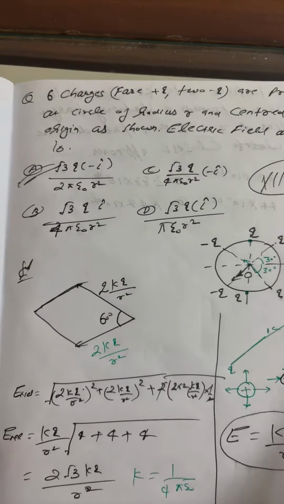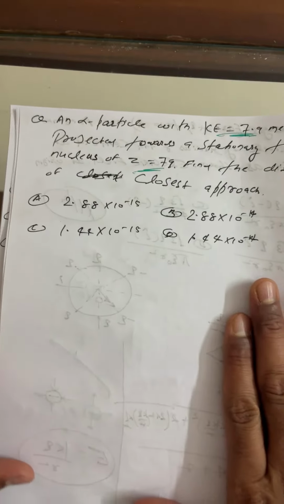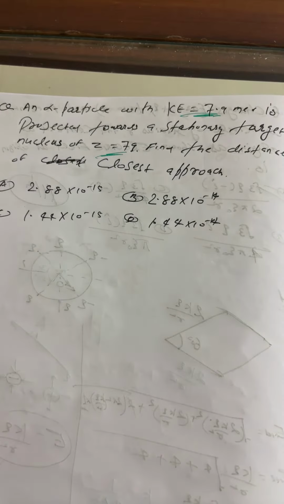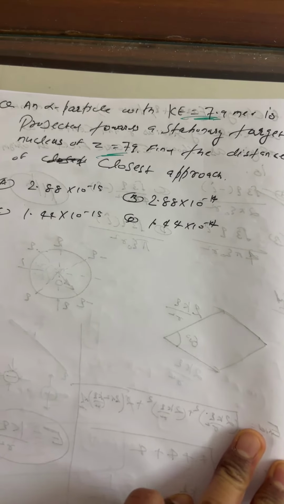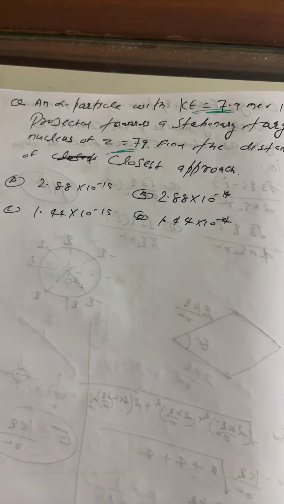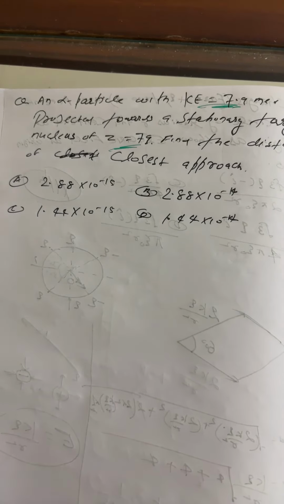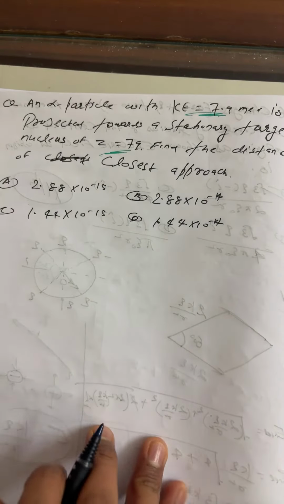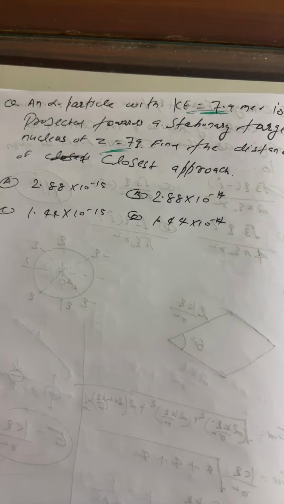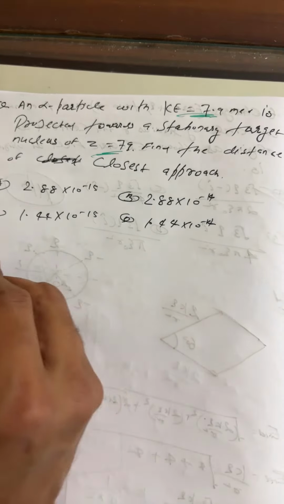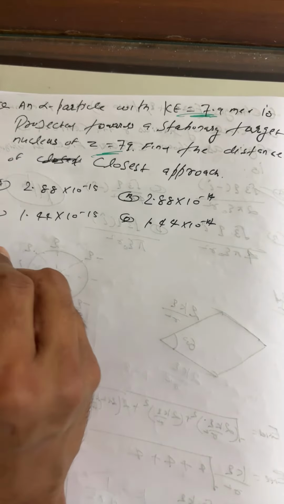Okay, now students, have a look at the next question. An alpha particle with kinetic energy 7.9 milli electron volt. This question, beta, you can't imagine, I said multiple times during class in the classroom: remember, students, this is basically a concept.